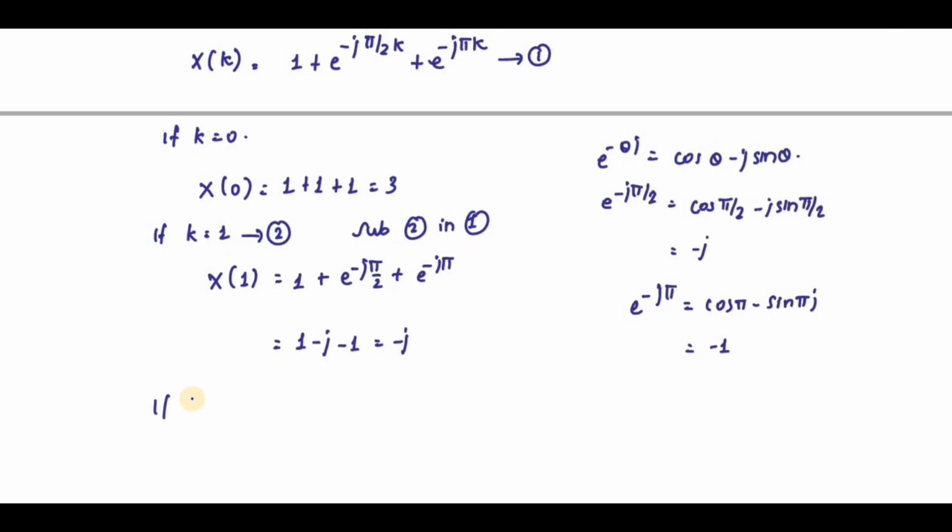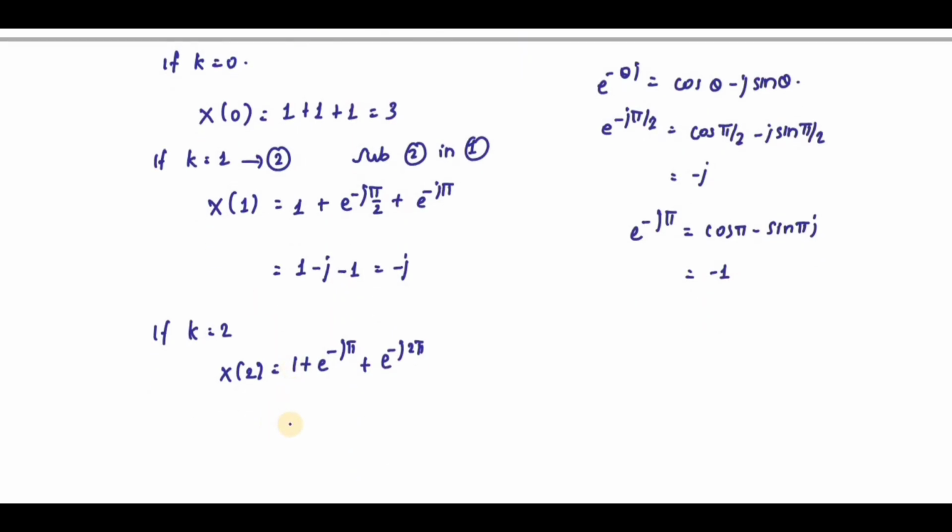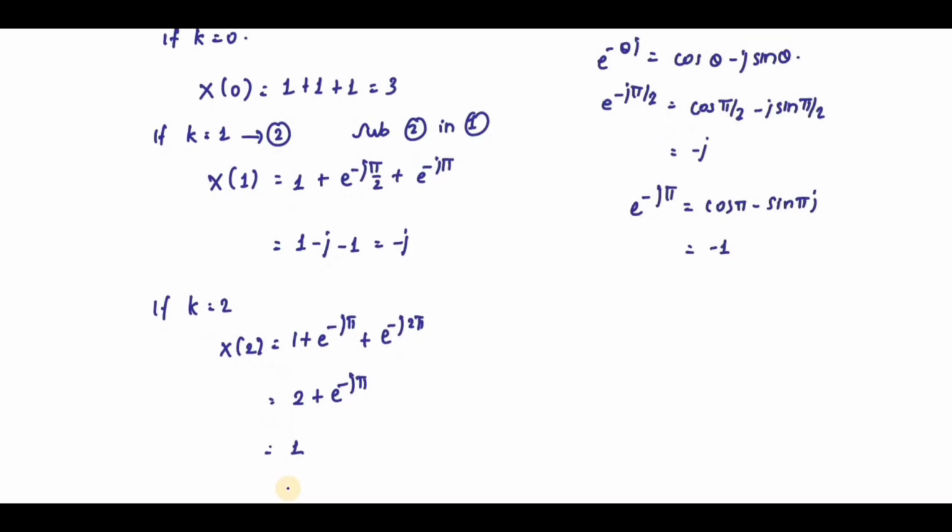Next, if I substitute k is equal to 2 in the first equation, X of 2 is equal to 1 plus e power j pi plus e power minus j 2 pi. e power minus j 2 pi is 0, which means I will get 2 plus e power minus j pi. e power minus j pi is minus 1. So we will get the answer as 1.